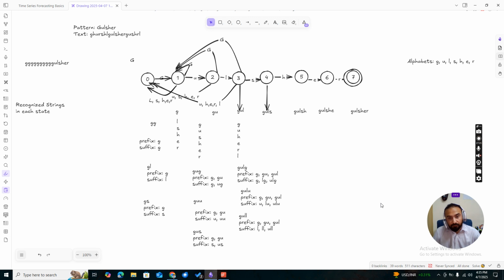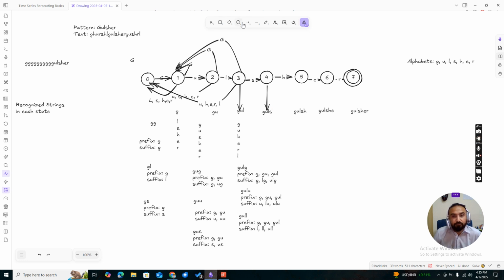Okay, now we are in the third state. GUL is recognized, and now S occurs. As S occurs, we will transit from the third state to the fourth state. And now the recognized string is GULS. Now we need to study the possibilities after GULS.